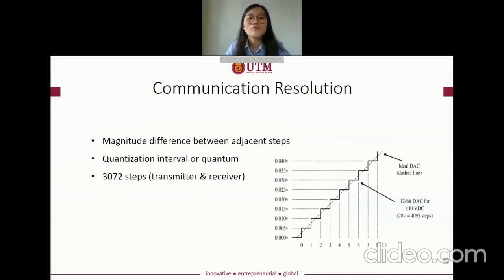Basically, communication resolution can be defined as the magnitude difference between adjacent steps as shown in the figure. It is also called quantization interval or quantum. By referring to the manufacturer's data sheet, both the transmitter and receiver have a channel resolution of 3072 steps.